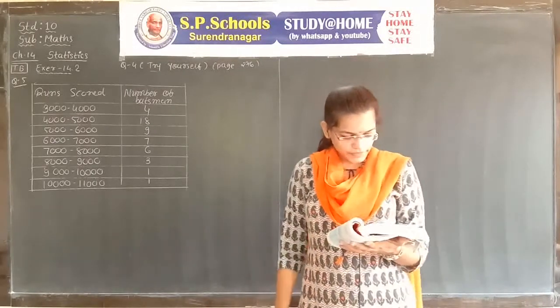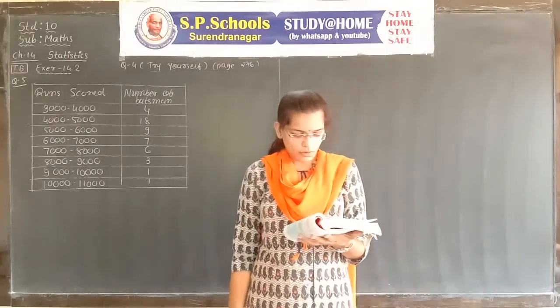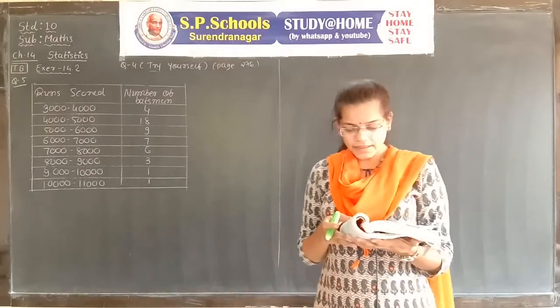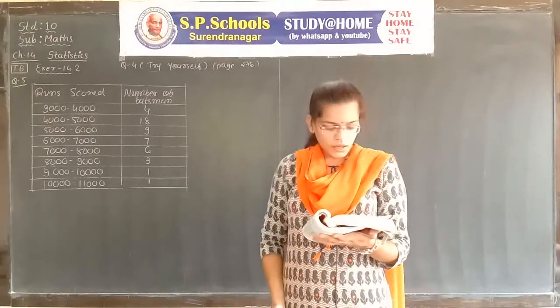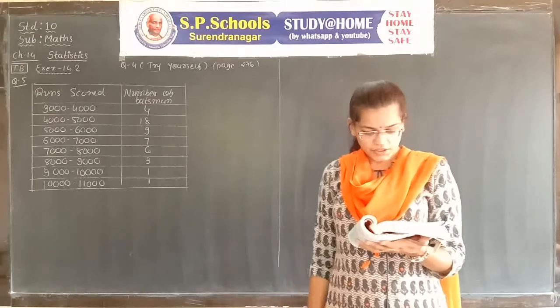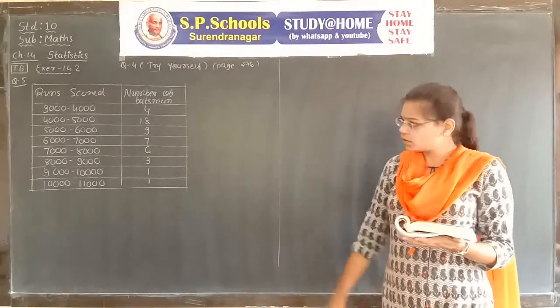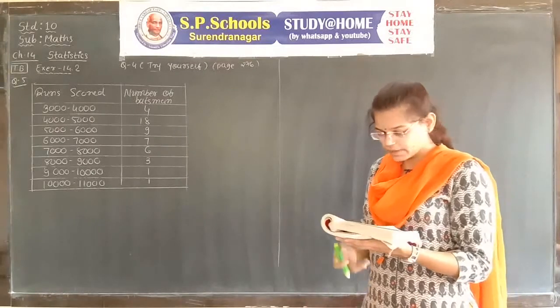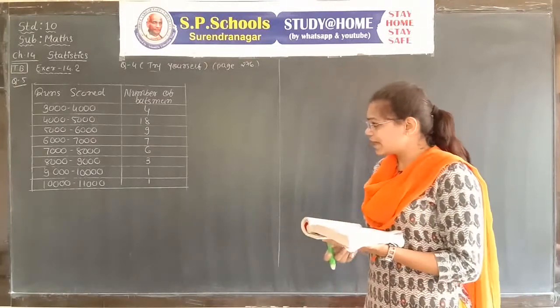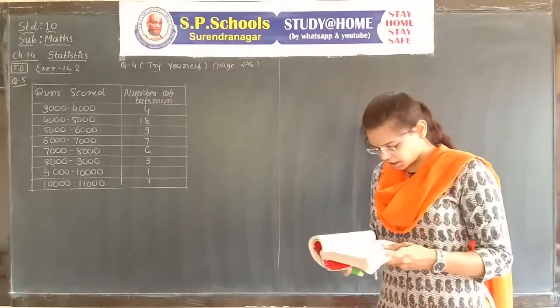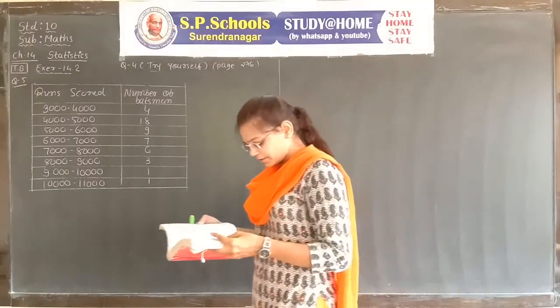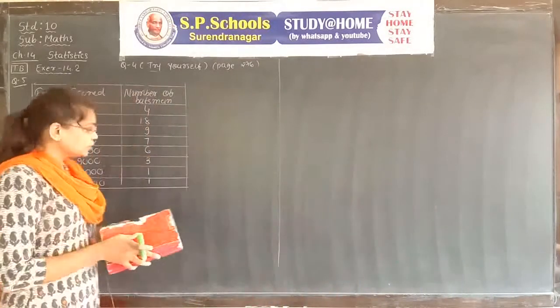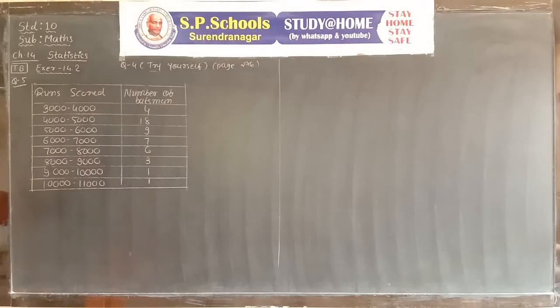Let's see the fifth number. The given distribution shows the number of runs scored by some top batsmen of the world in one day international cricket matches. Runs scored, the class intervals are here, and the number of batsmen are 4, 18, 9, 7, 6, 3 and 1. Find the mode of data. To find the mode of this data, first of all decide the modal class using the highest frequency.